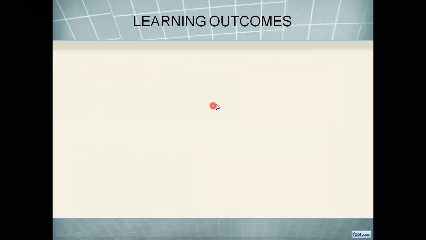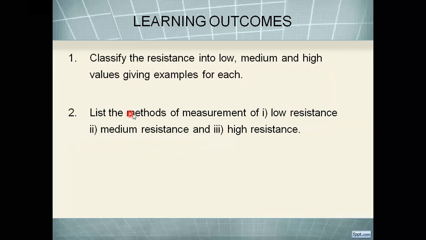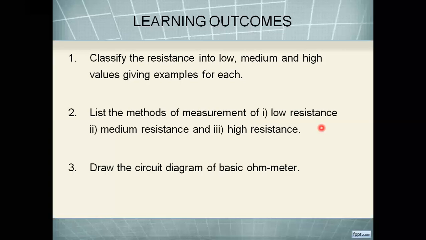The expected learning outcomes of this video lecture are that the listener should be able to classify resistances into low, medium and high values, giving examples for each. They should be able to list the methods of measurement of low resistance, medium resistance, and high resistance. They should be able to draw the circuit diagram of a basic ohm meter, and explain the working of a basic ohm meter.